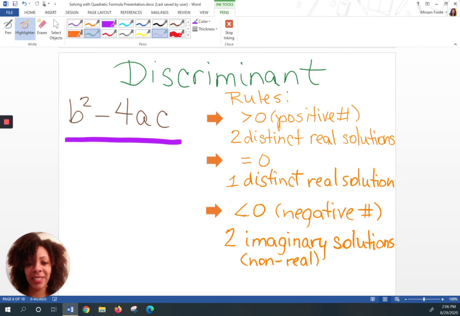And then you will also have a case where it equals exactly 0. That's when you have one distinct real solution. And you may have a case where you have a negative number, which is represented by less than 0. So your number will be 2 and your type will be imaginary solutions or non-real.